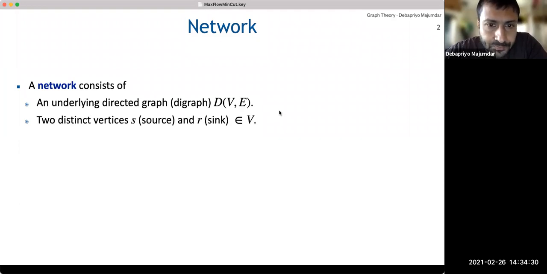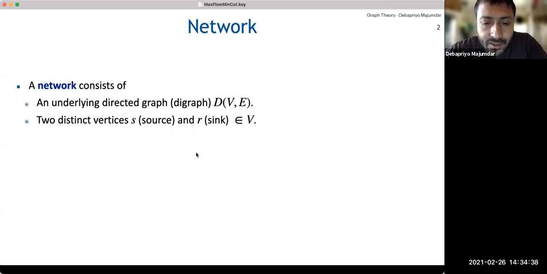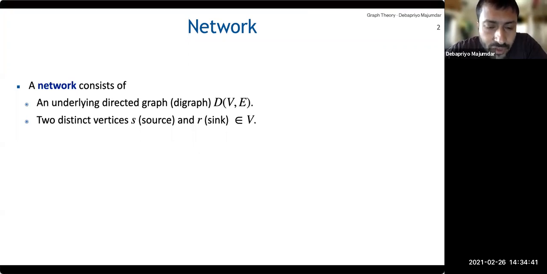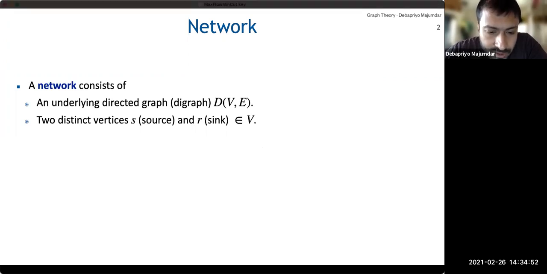But for a network, what we further need is a source and a sink. That means a source from which something flows, and the sink into which the flow goes in and vanishes. You can think of it as water flow or something like that. So water flowing through lots of pipes, there is a water source, and then there is a sink where all the water goes.